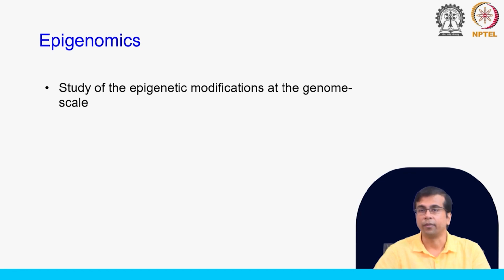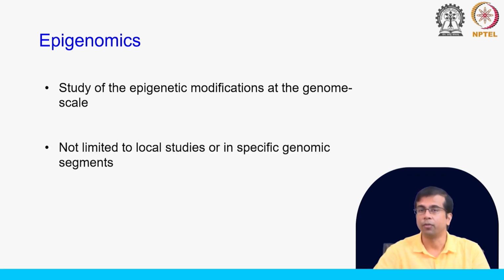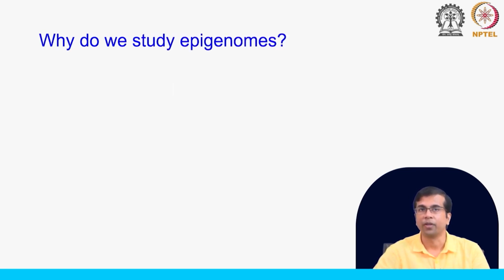As I mentioned, if you look at the human genome, 3 billion bases, we want to look at all the epigenetic modifications across the full genome. Okay, so this is a genome wide study and not limited to just local regions or specific genomic segments. So, it has to be high throughput in nature, and this is where next generation sequencing technology comes in.